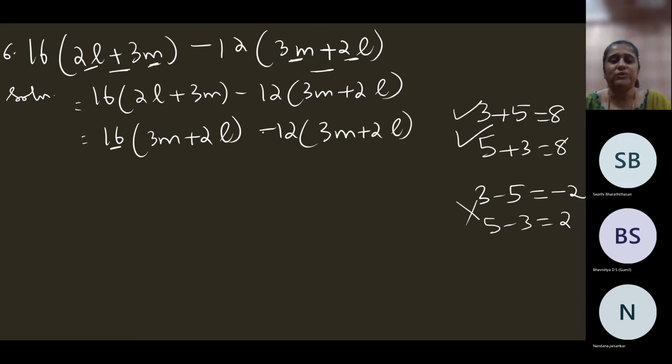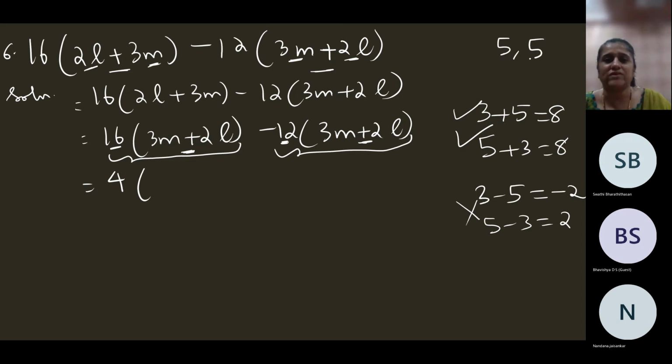Now, what is common between 16 and 12? 4. The HCF of 16 and 12 is 4. This is the first term. This is the second term. Then 3M plus 2L, that also is common. See, the HCF of 5 and 5 is 5. So the HCF of 3M plus 2L and 3M plus 2L is 3M plus 2L. This is what is common. This will come out.